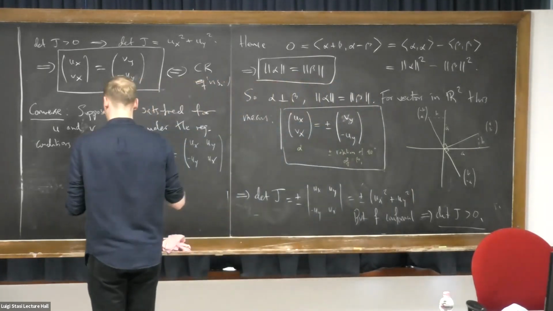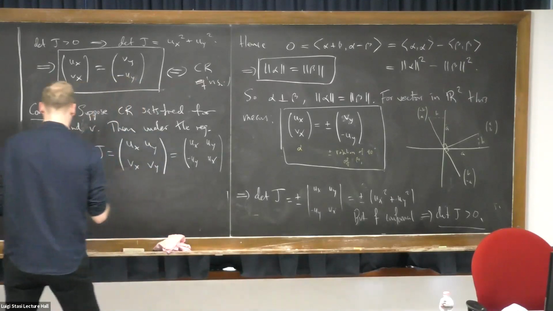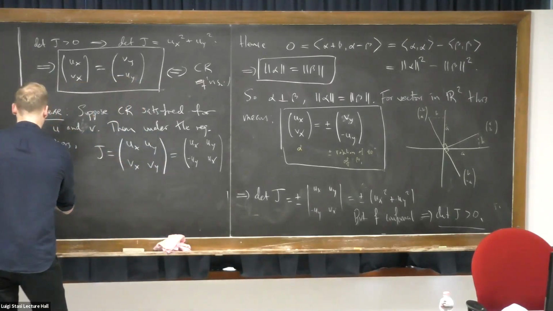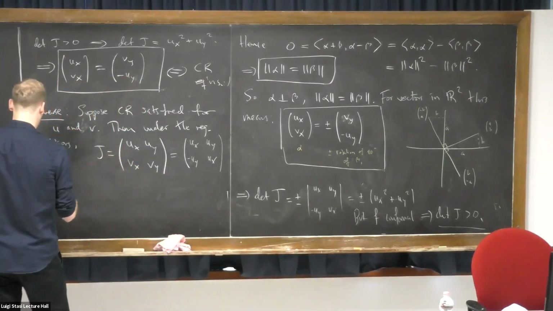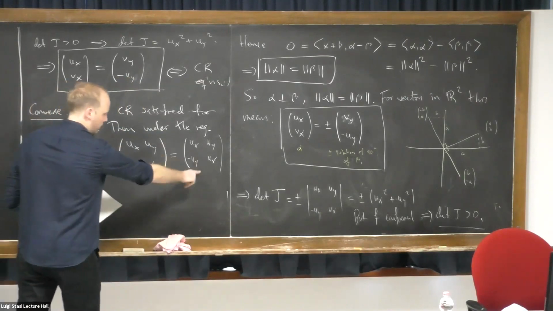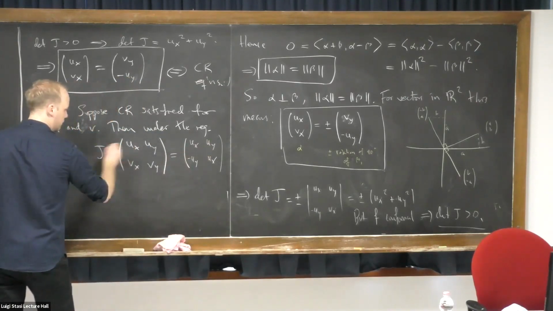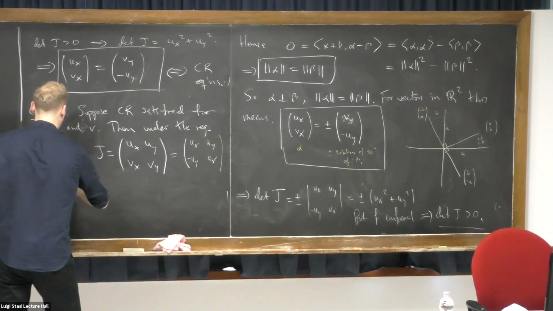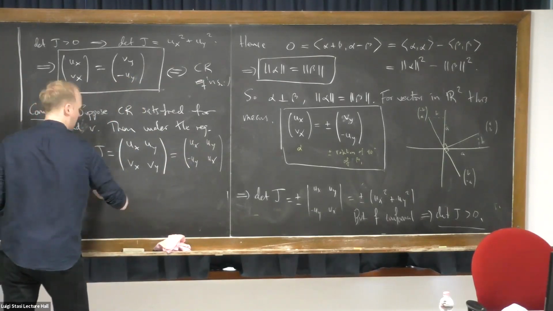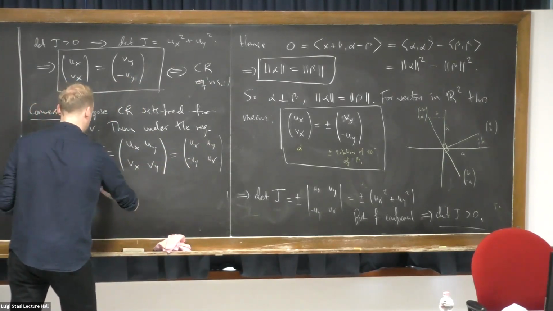Okay. But so first of all, let me put alpha to be these column vectors. So alpha is ux, minus uy, and beta is equal to uy, ux.